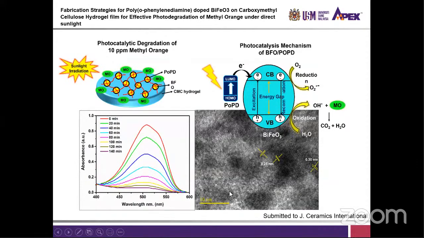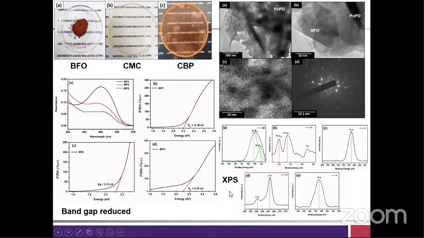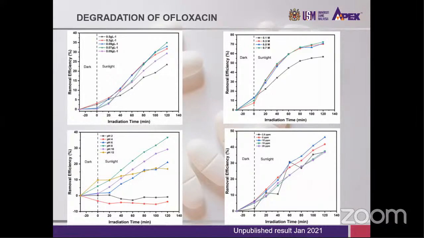And this hydrogel depends on several parameters like the monomers, the pH, as well as the APS, the cross-linker. And we can see the band gap of the bismuth ferrite is also reduced from this. And it works towards methyl orange reduction. Then we moved into ofloxacin, which is one of the antibiotics.